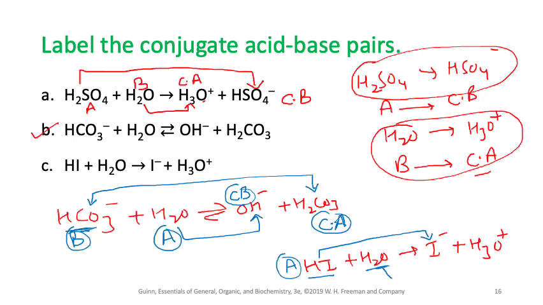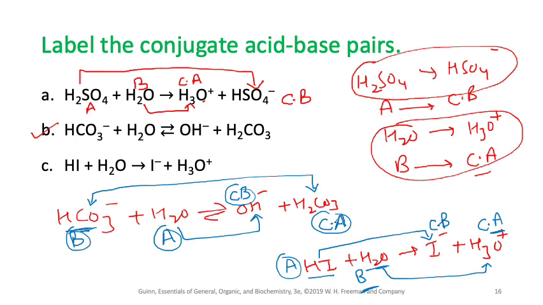And how would I know? Because water is converting into hydronium ion with an extra hydrogen, so water is acting as a base according to Bronsted and Lowry theory. And then after donating the hydrogen, HI is converting into I negative, that means this is the conjugate base because this can take up the hydrogen, and then this is your conjugate acid. So for this one, HI and I negative are the acid and conjugate base, and water and hydronium ion are the base and conjugate acid pair.